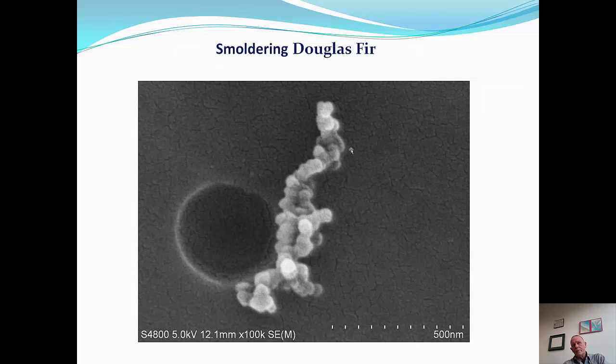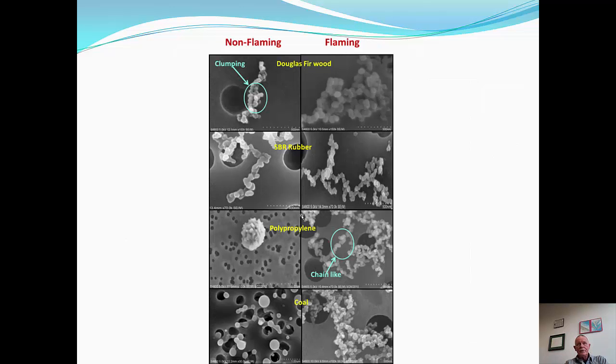This is a particle from a smoldering fire. You can see that they're not linked together the same way. There's a lot of overlap, a lot of clumping. So you typically get that from fires that are burning fuel rich. You probably don't know what that means, but it means there's an abundance of fuel and not enough oxygen to make it completely burn. Here are just some other slides from the same set of experiments.